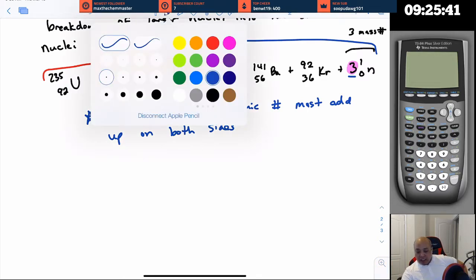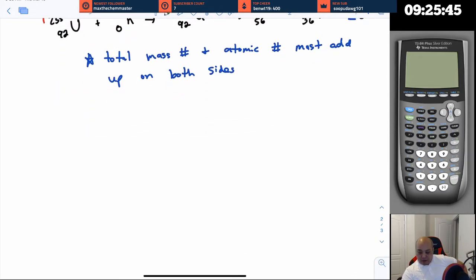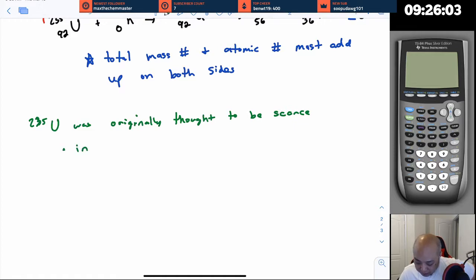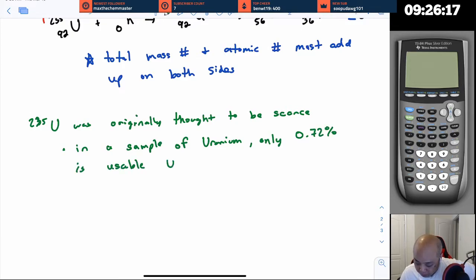Now, originally the concern was that uranium-235 was thought to be scarce, because in a sample of uranium, only 0.72% of it is usable uranium-235. Of a metric ton of uranium, we're talking maybe 7.2 kilograms. So, not a very large amount.